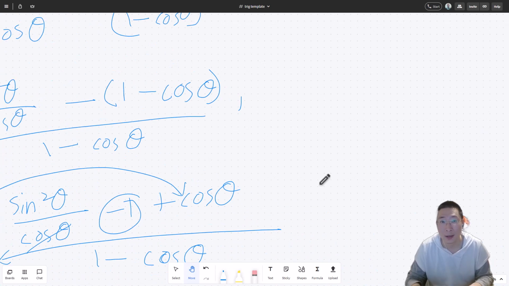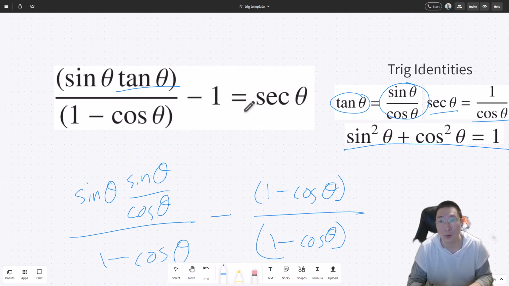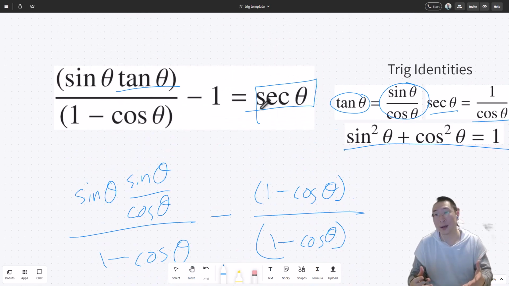Now go back to our original equation. We were looking for secant theta. This trig identity has been verified.